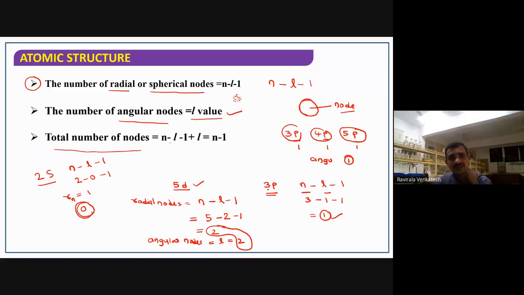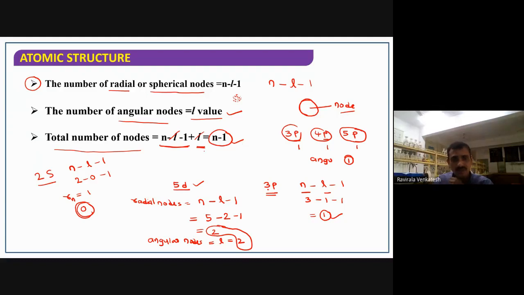Now the total number of nodes is equal to radial nodes plus angular nodes. What is the formula for calculating the total number of nodes? Radial nodes, that is n minus l minus 1, plus angular nodes, l. Now minus l plus l get cancelled. The remaining will be n minus 1. By using n minus 1, you will get the total number of nodes. This is the formula for calculating the total number of nodes.